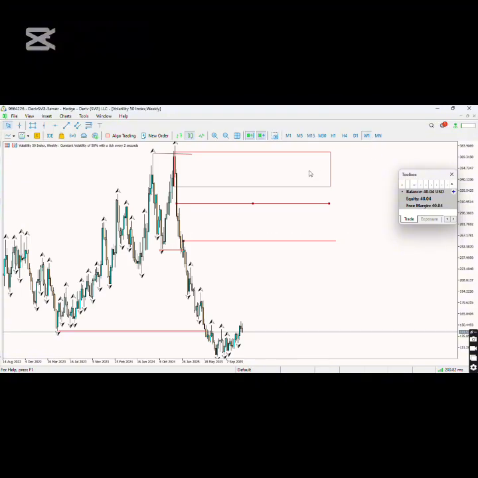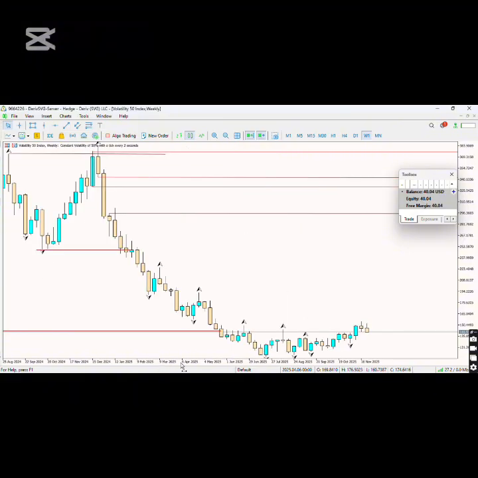So yeah, going back to the weekly, we're gonna be focusing on this imbalance. I don't want that monthly imbalance or anything as such. So this is our structure. As you can see, we're currently on a downtrend right here. As you can see, we made this.